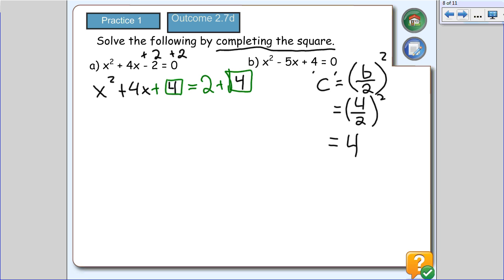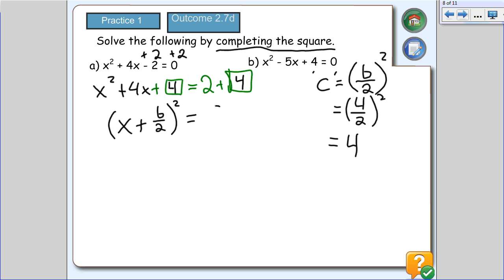Yeah, you split your b value in half, and that's your factor. So it's x plus b over 2, squared, is equal to 6. 2 plus 4 is 6. What is b divided by 2?